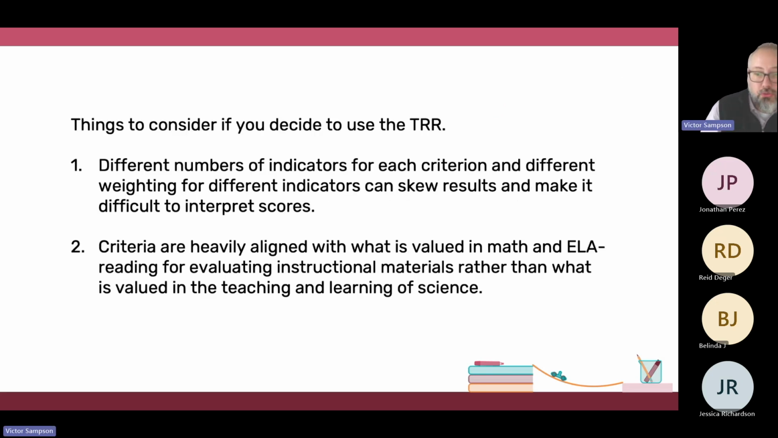Big takeaways from when you're looking at rubrics like this is, if you decide to use the TRR in evaluating materials, beware of 2 kinds of things. One is the number of different indicators for each criterion and different weighting can skew results, right? So if the indicator has lots of different things to look for, it'll be worth more points, and there'll be more variation in scores that could be possible, right? A 75% or an 80% versus one that only has one indicator where you can only get 100% or 50%. So it really skews what's going on there and makes scores difficult to interpret. So make sure you dig into that.